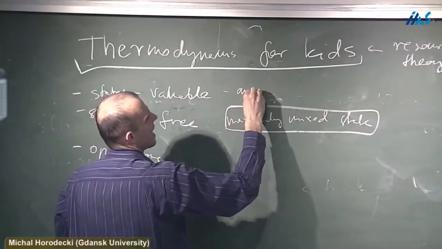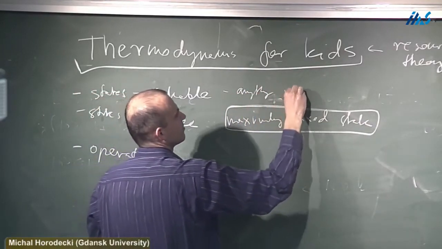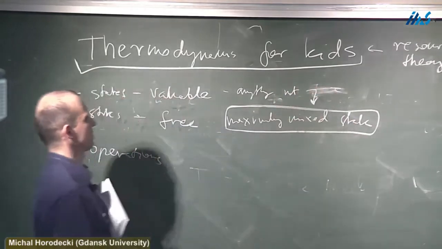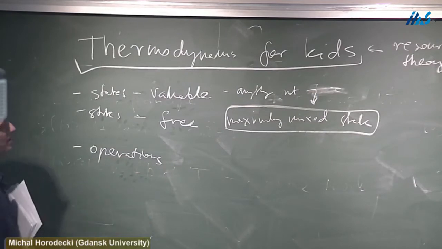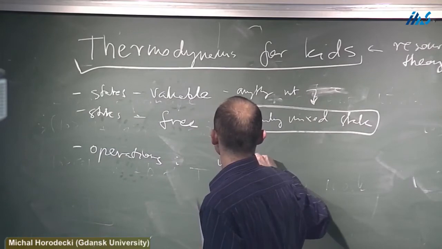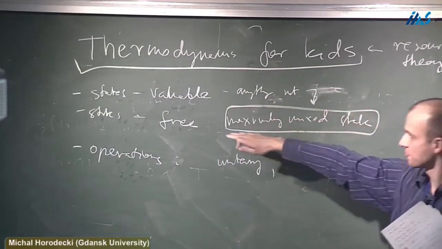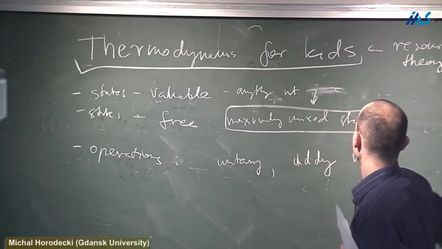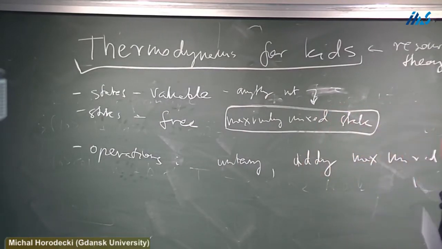Anything not free, not maximally mixed. And the operations are those that preserve this. So the operations are unitaries, bringing in a free resource, adding maximally mixed states, and removing systems.